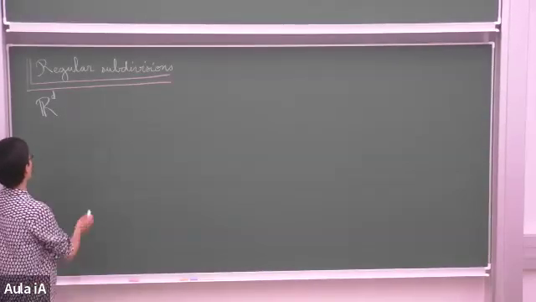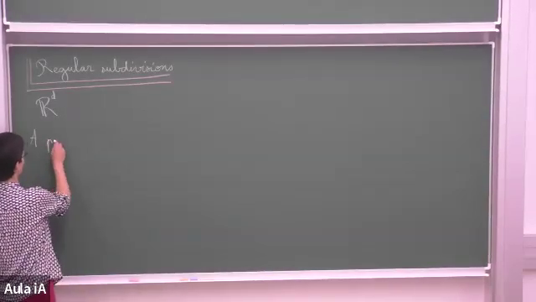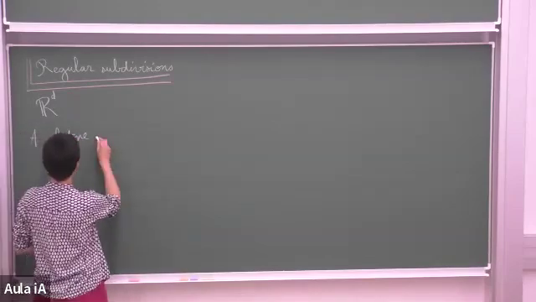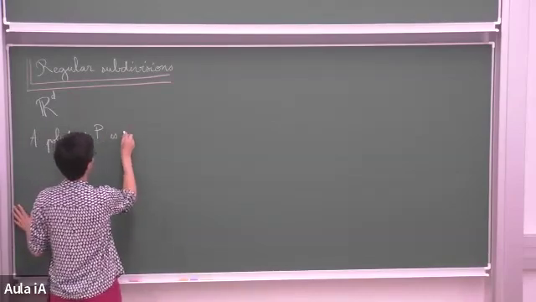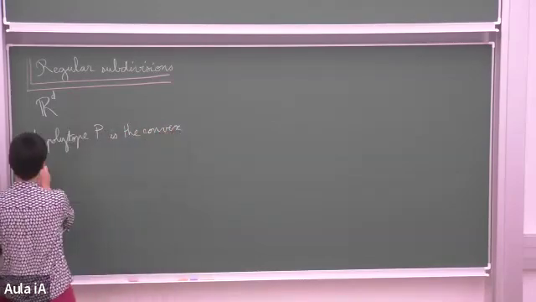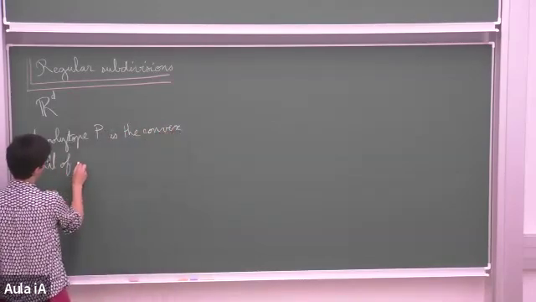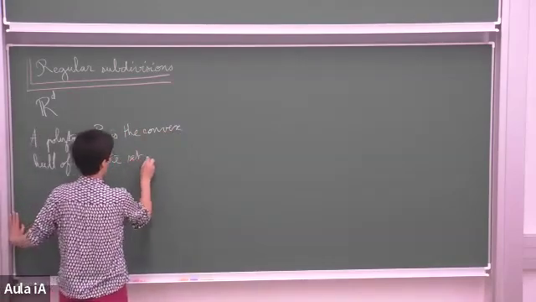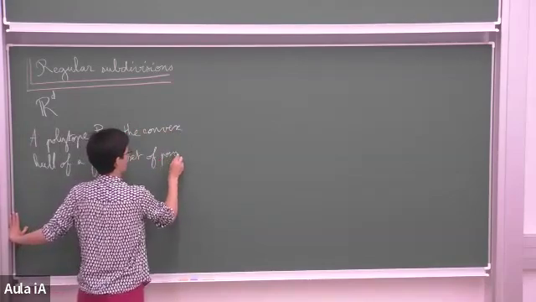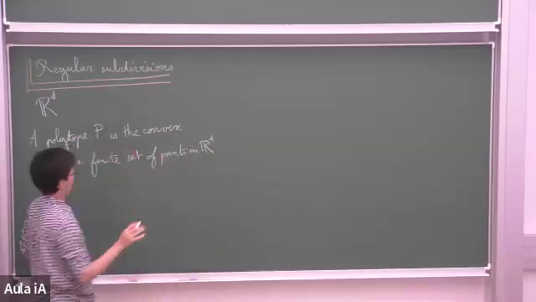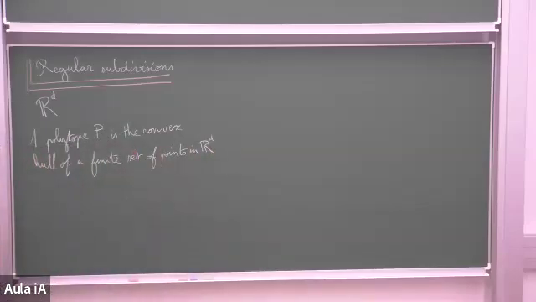So my first definition is a polytope. These are my favorite objects in mathematics. A polytope is the convex hull of a finite set of points. Very easy definition. We take a finite set of points in our space R to the d.